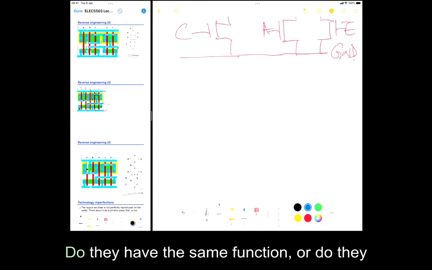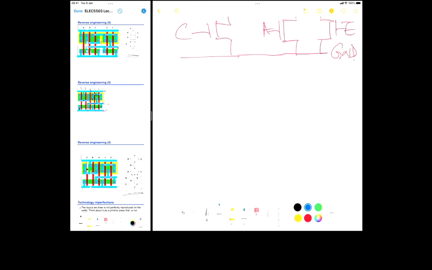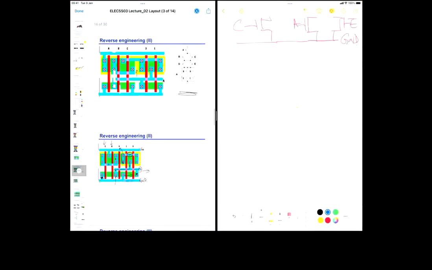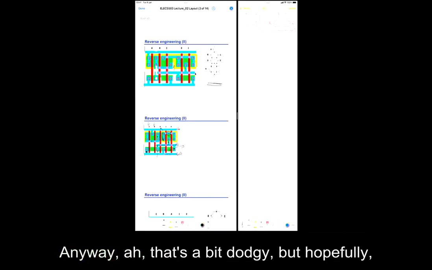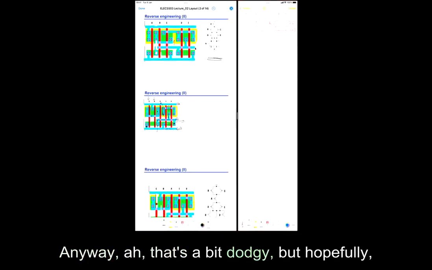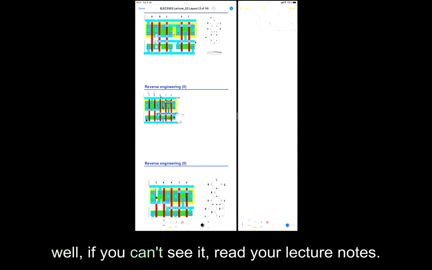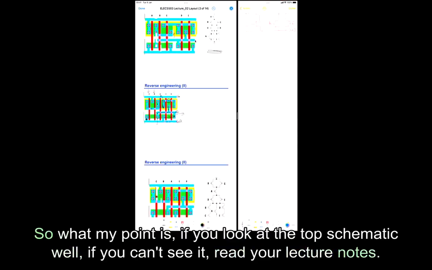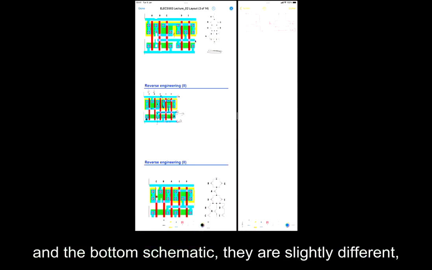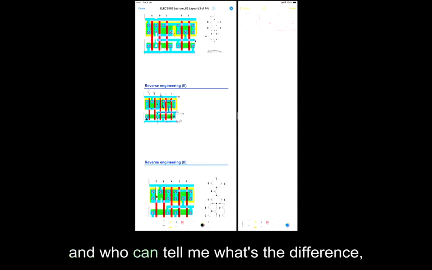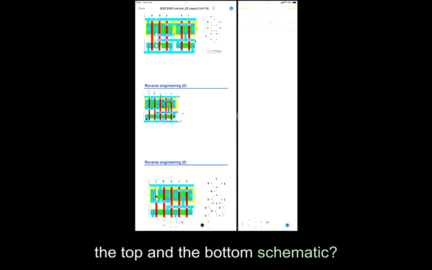Okay. So sorry, I have to make that small because I want to show you this and that. Look at these 2. Do they have the same function or different function? Oh, it's super small. Sorry about that. I can't copy anyway. That's a bit dodgy, but if you can't see it, read your lecture notes. So my point is, if you look at the top schematic and the bottom schematic, they are slightly different. Who can tell me what's the difference?